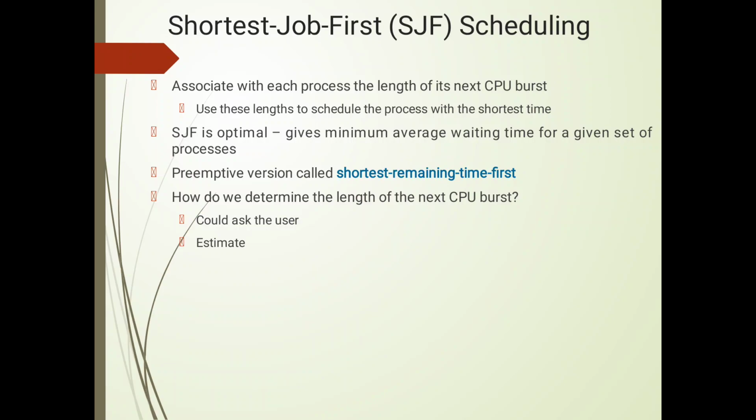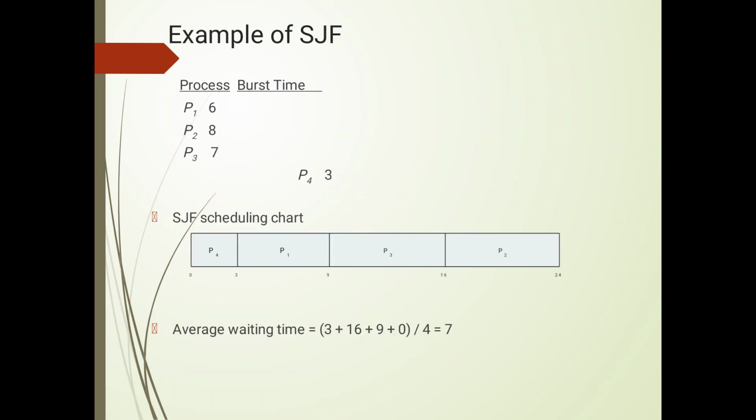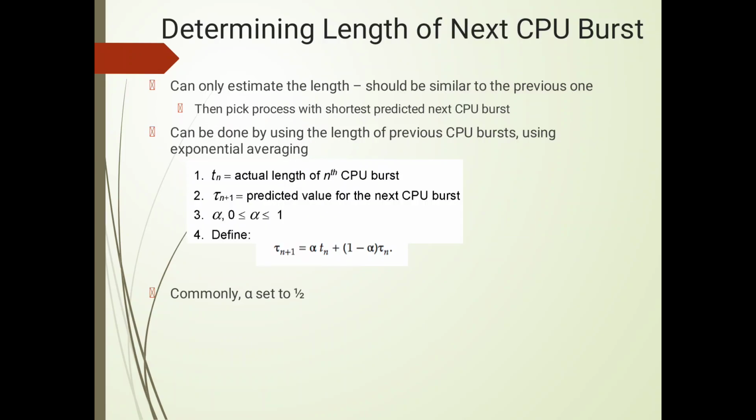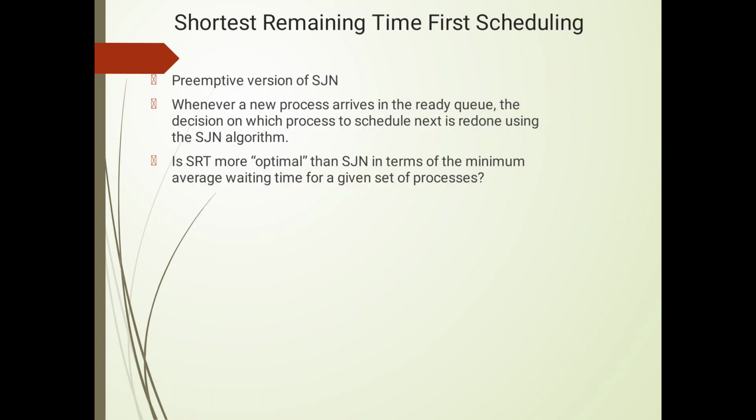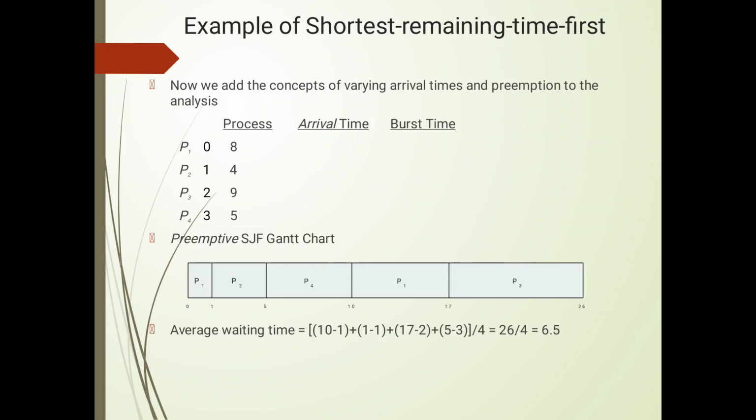Then shortest-remaining-time-first scheduling is the preemptive version of SJN. Whenever a new process arrives in the ready queue, the decision on which process to schedule next is made using the SJN algorithm. So SRT is more optimal than SJN in terms of minimum average waiting time for a given set of processes. For example, consider four processes P1, P2, P3, P4 with arrival times 0, 1, 2, 3. The burst times are 8, 4, 9, 5.